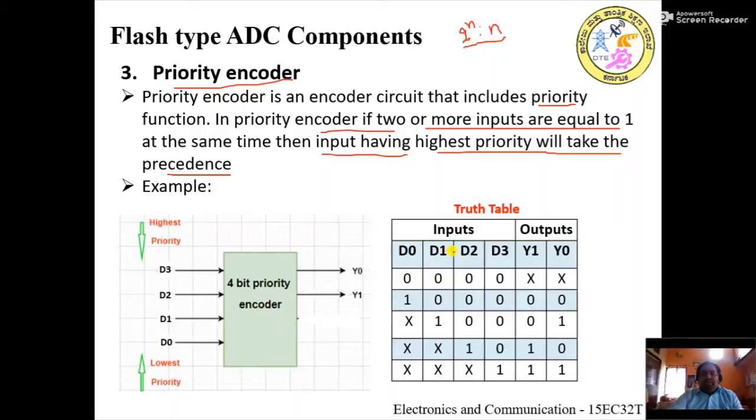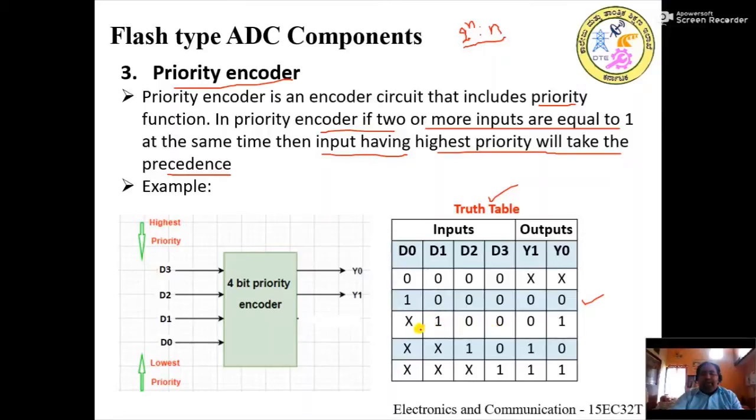So the operation can be illustrated with the truth table here. As you can see in the first combination, all bits are zeros. If all bits are zeros, then it won't give the proper output. That's why y1 and y0 are represented with don't cares. In the second combination, the D0 bit is 1, whereas D1, D2 and D3 are zeros. In such a case, corresponding to the active high input, that is D0, it is going to produce the output 0, 0.